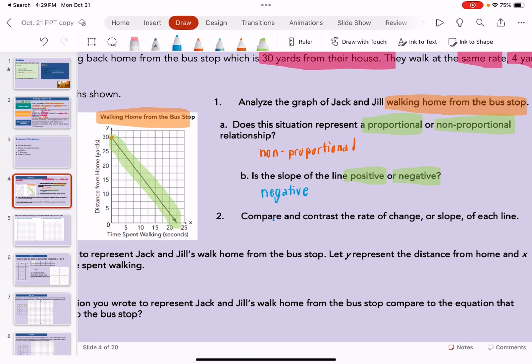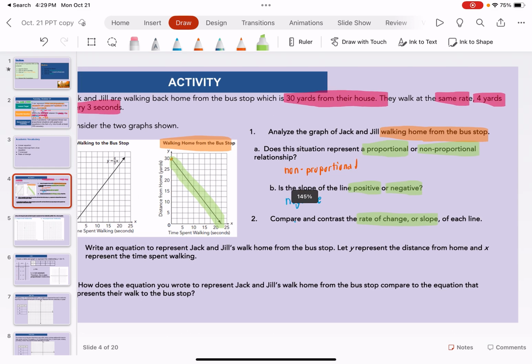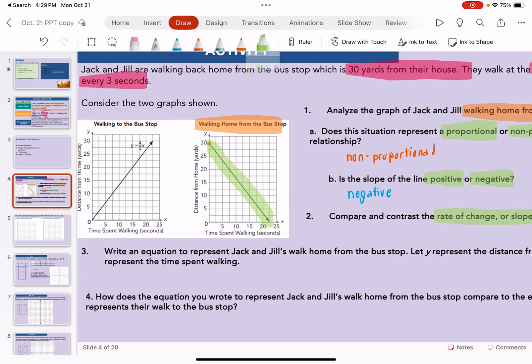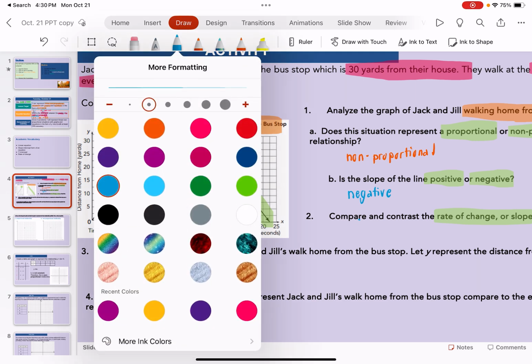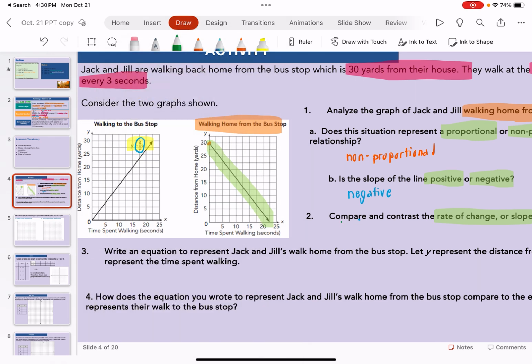Number 2 says to compare and contrast the rate of change or slope of each line. Again, rate of change is the same thing as slope. In the graph of walking to the bus stop, they give us an equation, y equals 4 over 3x, and we can see that our slope is going to be that 4 over 3. So for walking to the bus stop, the slope is positive 4 over 3.